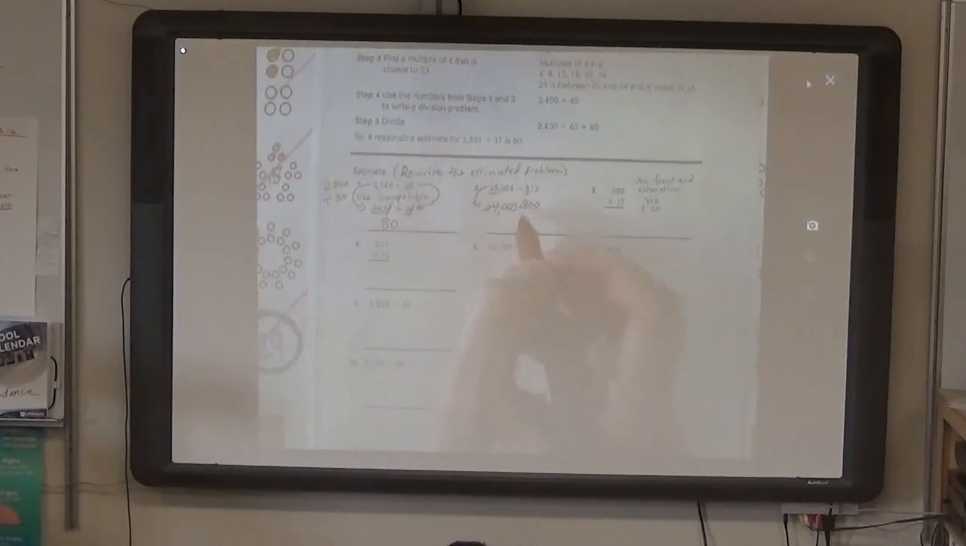24 divided by 8 is what? From the previous problem we did 2,400 divided by 30. So what related problem are we using? What's 24 divided by 8? Aiden? 3. Except it has to be 30.